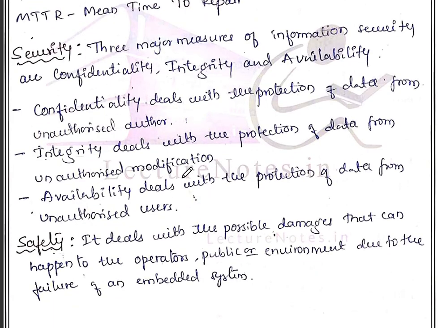So the next one is security. Security measures the information security such as the confidentiality, integrity and availability. Confidentiality deals with the protection of data from unauthorized access, whereas integrity deals with protection of data from unauthorized modification, whereas availability is protection of data from unauthorized users.